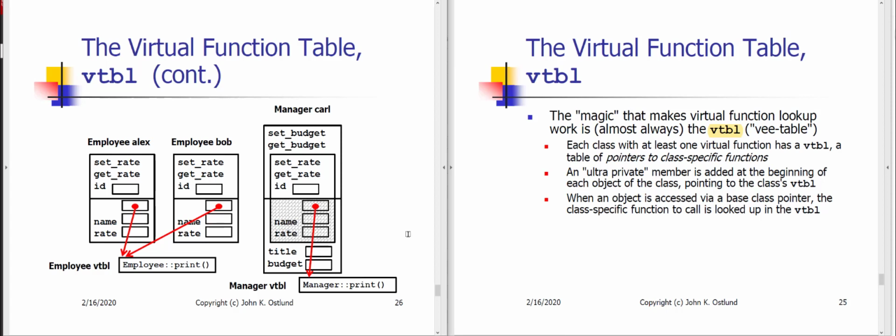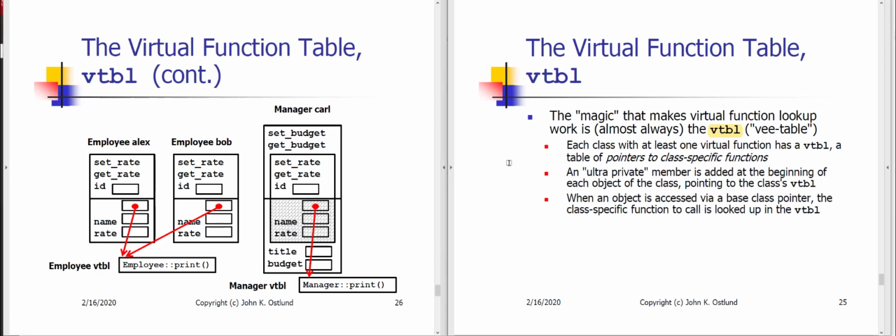So given this arrangement, if I have a pointer to an employee, and I say I want to print the current object, we follow the pointer to the employee part of the current object, and we look up the first function in the Vtable, which is how to print the current object. If we have an employee pointer pointing at a manager, well, a manager contains within it an employee, so we follow that pointer and look up the Vtable for the employee part of that manager, and follow that Vtable pointer and invoke the first function in that Vtable. So we end up invoking the manager print function.